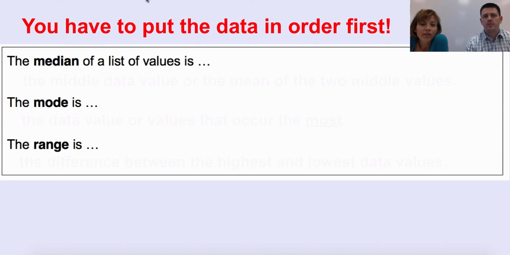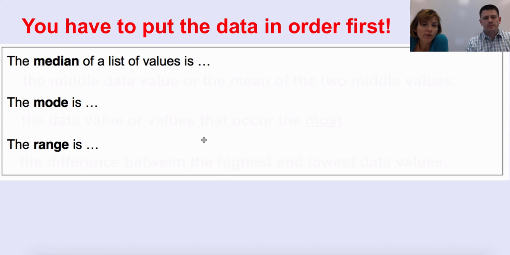If you can do me a favor and put above your box what's written in red letters. You have to put the data in order first. I don't know how you want to write that as a note to yourself, but that is the first thing that's going to happen when we're calculating the median, the mode, and the range.